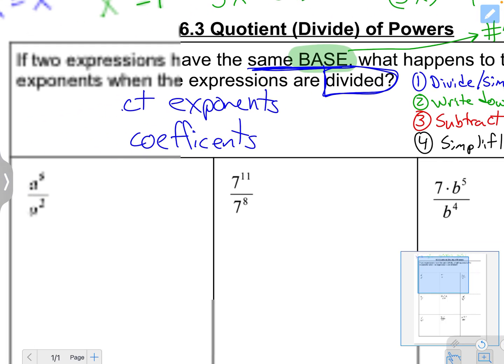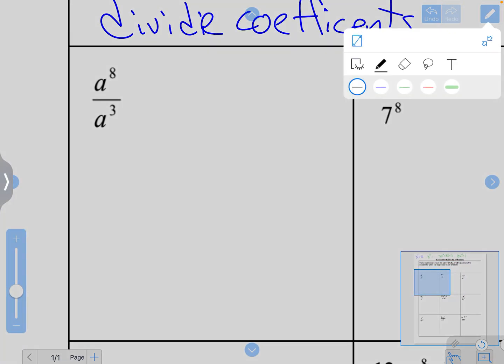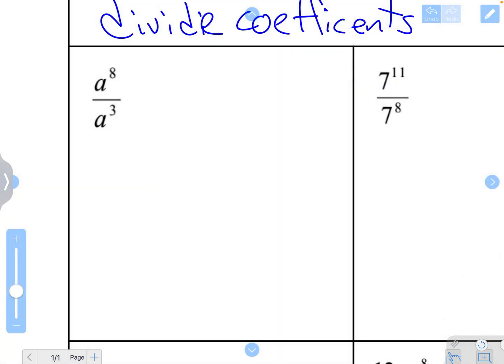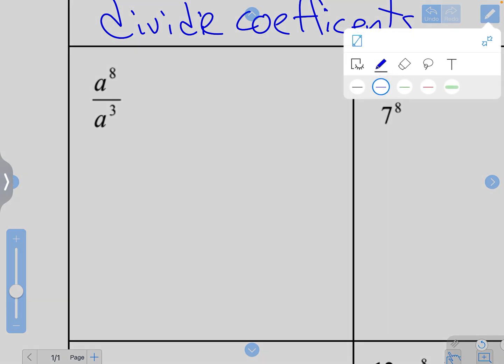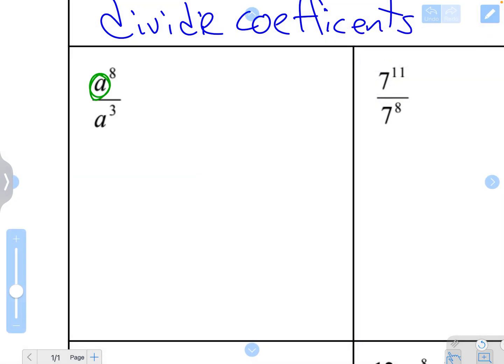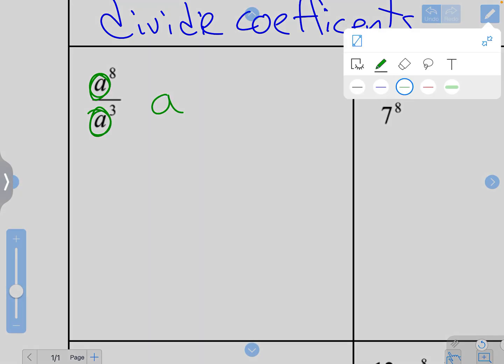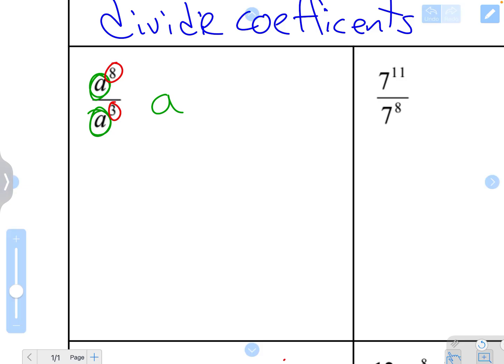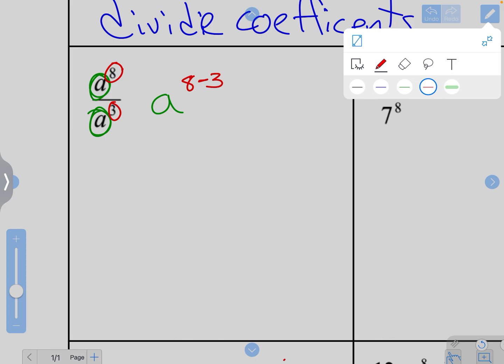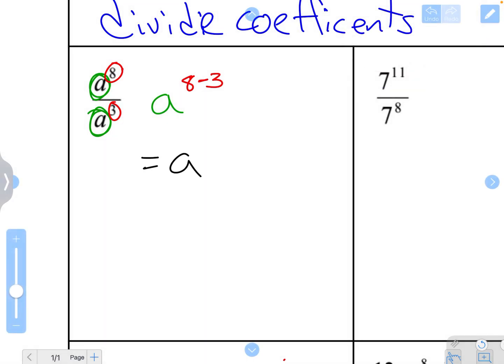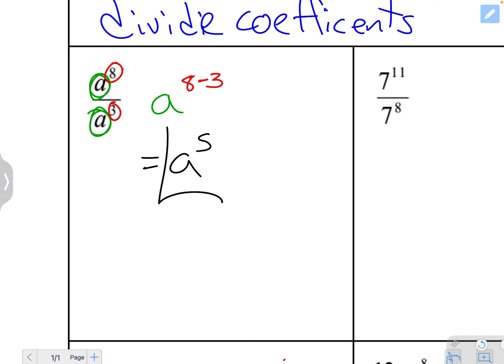All right, so let's look at some examples. So if I have a to the 8 over a to the 3, I know I do not have any coefficients, but I do have 2 bases that are the same, so I'm going to write down my base. Then I'm going to find my exponents. The exponent on top is going to be the first one I write, then I'm going to write minus, and then I'm going to write down 3. So a to the 8 minus 3 equals a to the 5th.